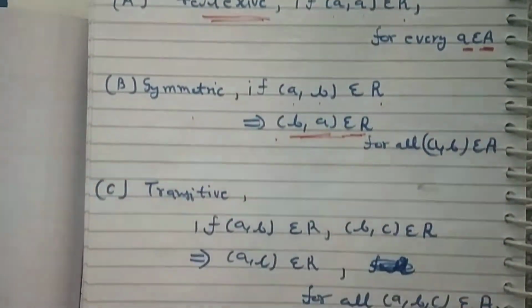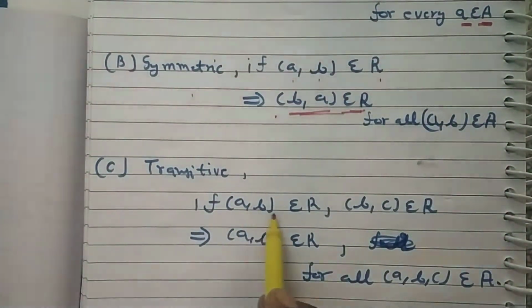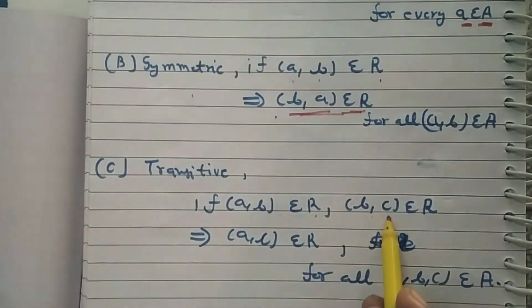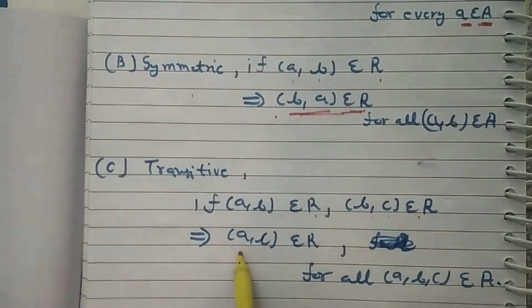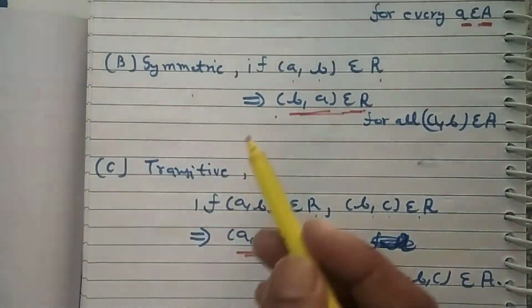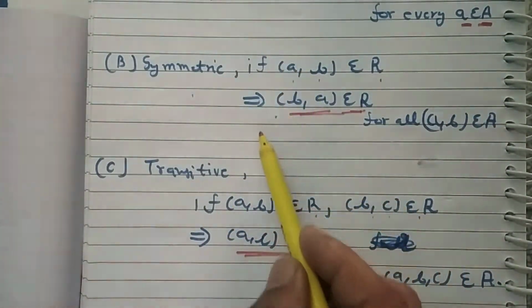And transitive: if (A, B) belongs to R and (B, C) belongs to R, then (A, C) belongs to R. That is the basic definition of reflexive, symmetric and transitive.